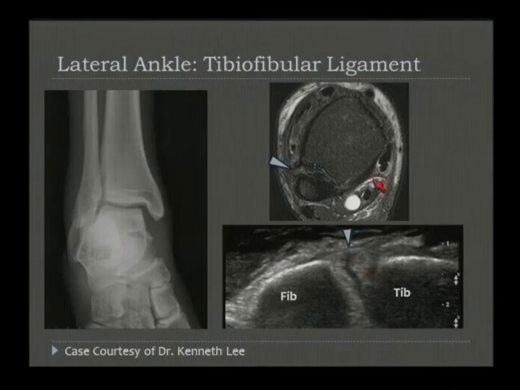Here's the corresponding MRI on the same patient. Here's the fibula. Here's the distal tibia. This small little dark area is the only remnant of that tendon, and then you can see the area of discontinuity, which correlated with what we saw on the ultrasound and in keeping with a high ankle sprain.